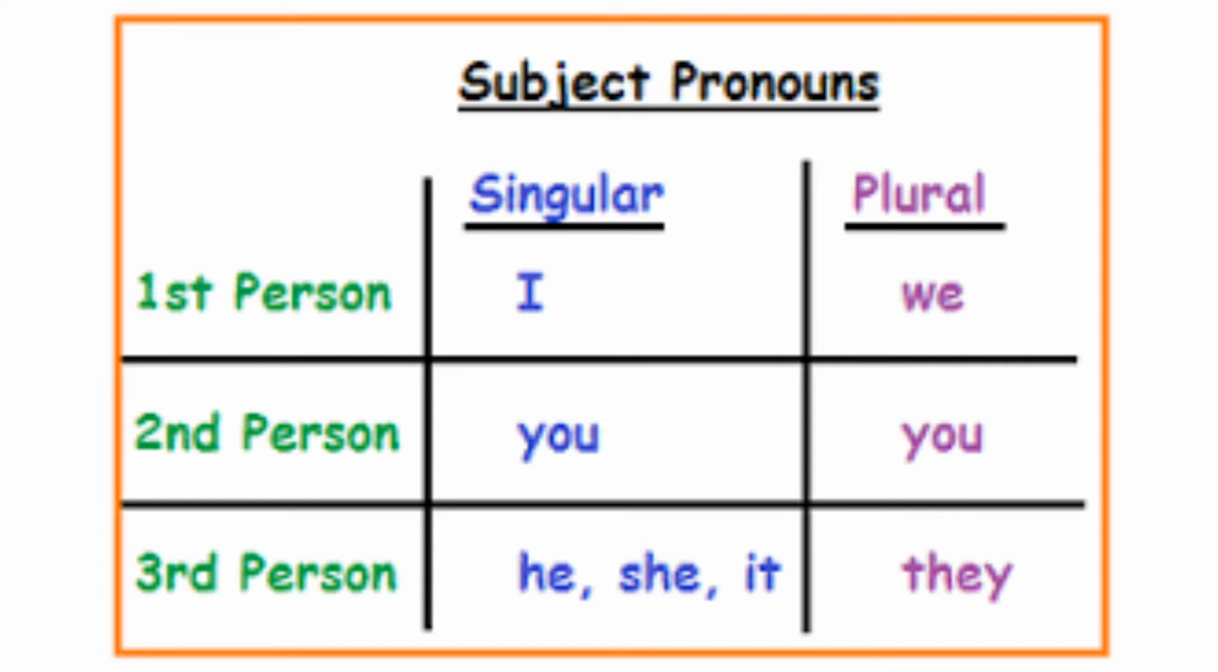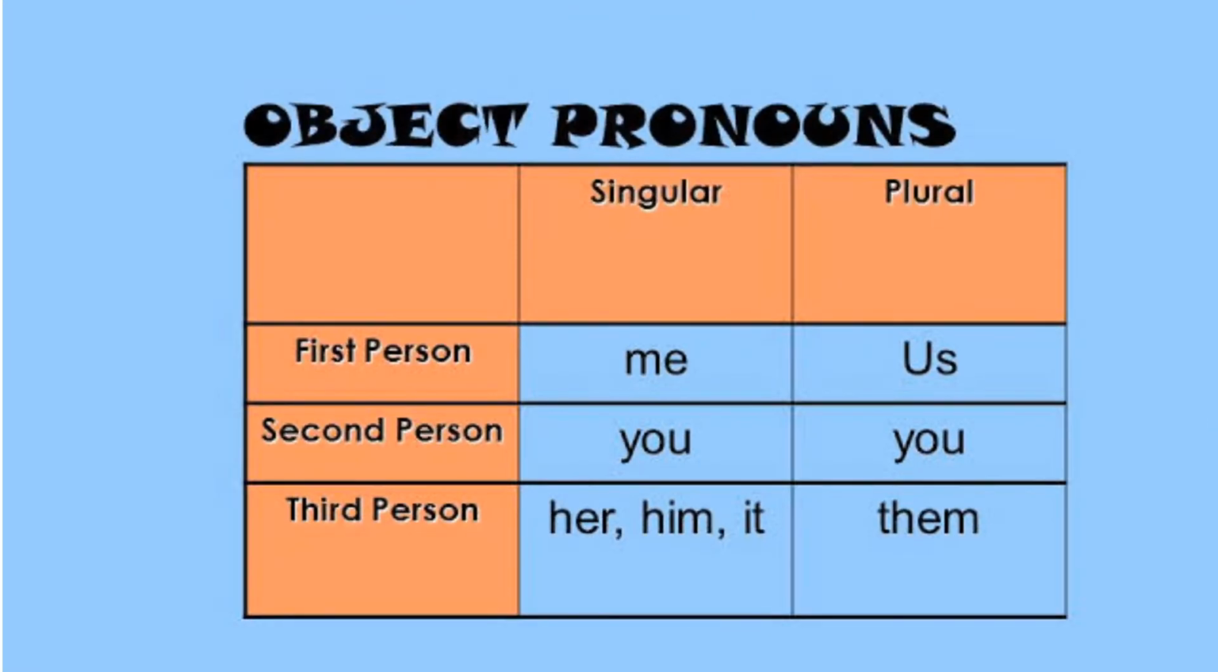These are subjective pronouns, and let's see another set of forms, that is objective pronouns. In objective pronouns, first person singular me, plural us. Second person singular you, plural you. You can notice that in both the subject and objective case, the second person singular and plural remain the same, that is you. Let's move on to the third person. Third person singular him, her, it, and plural them.